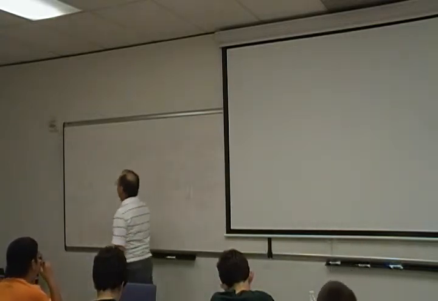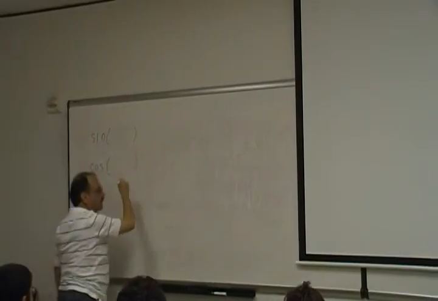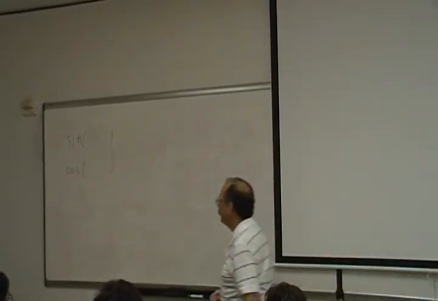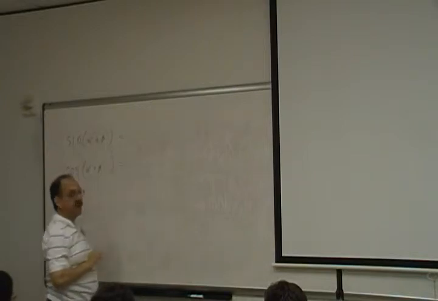You write down sine, and you write down cosine. And what are the two angles called here? Alpha and beta. Okay? You could use A and B if you feel like it. Alpha plus beta, alpha plus beta. Then you're ready to write the other side.